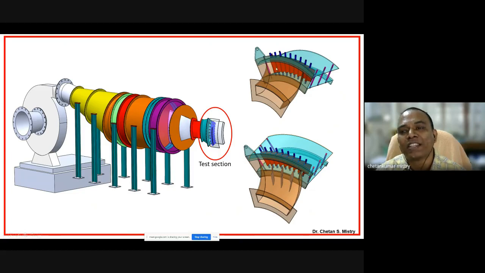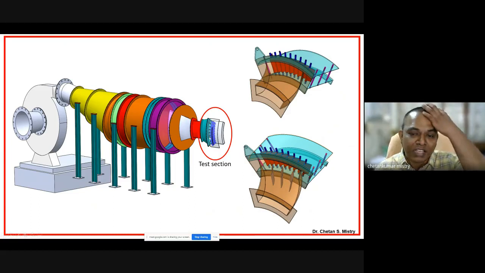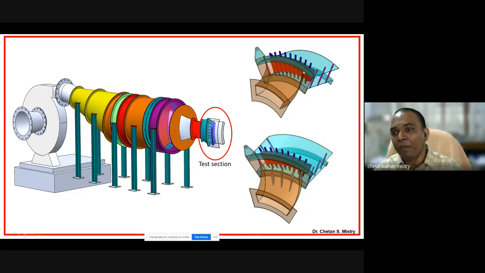Now that test section will be connected with the diffuser, because you can understand, this particular vane has, say, 72 blades. In place of 72, sorry, I'll be using 9 blades. So this work is in progress.